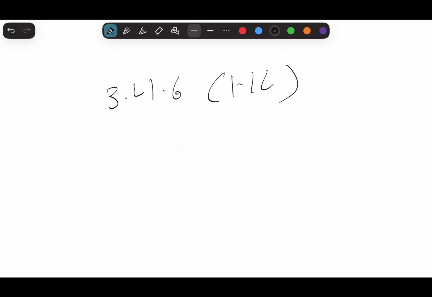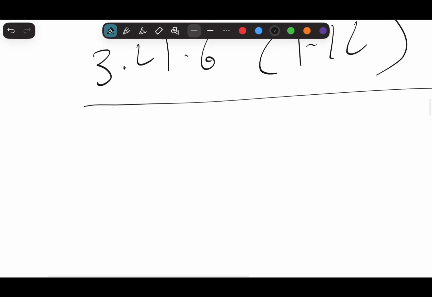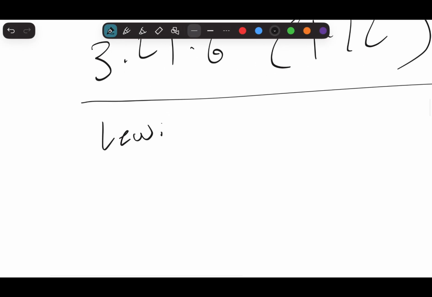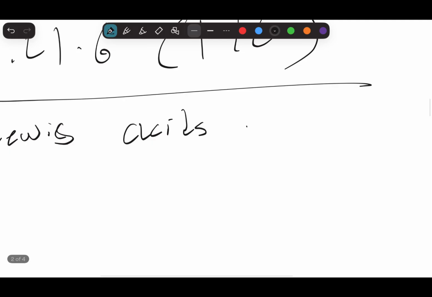Let's talk about Lewis acids and bases. Can't draw that fancy. Okay.